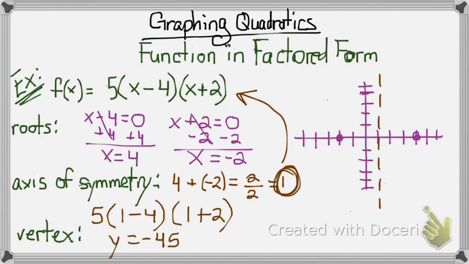This gives you your y value. Your axis of symmetry was your x value for your vertex. So my vertex is going to be (1, negative 45). So you plot that point on your graph. I'm going to just guesstimate that negative 45 is down here. And then you're done.